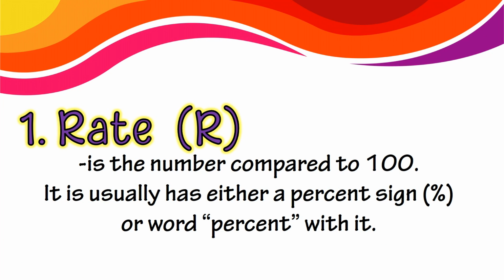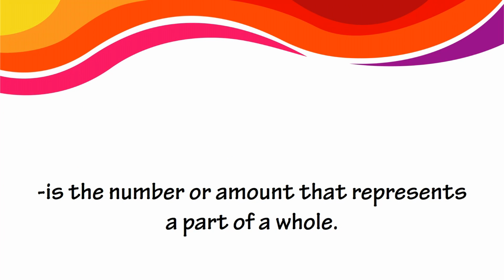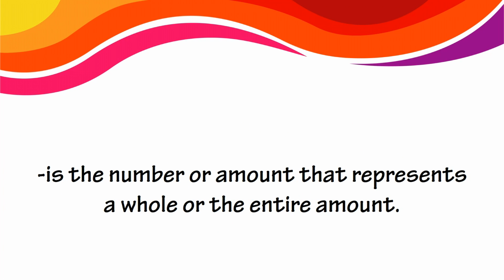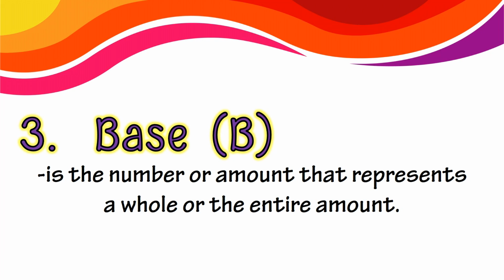First is the rate. Rate is the number compared to 100. It usually has either a percent sign or the word percent with it. The next is percentage. It is a number or amount that represents a part of a whole. Then base is the number or amount that represents a whole or the entire amount.